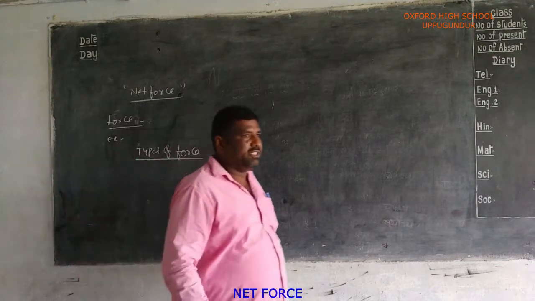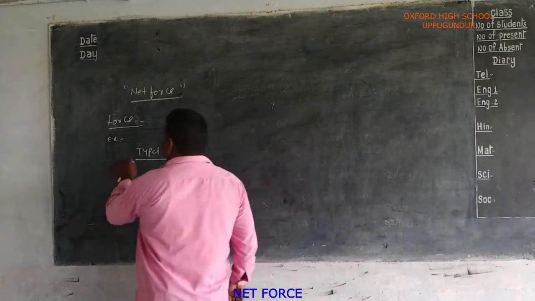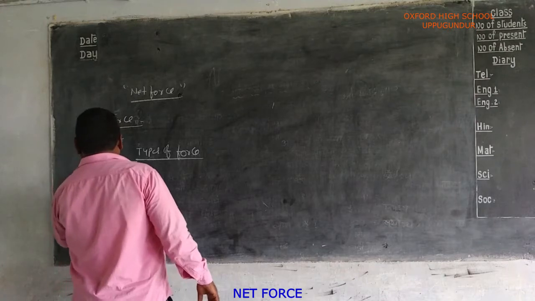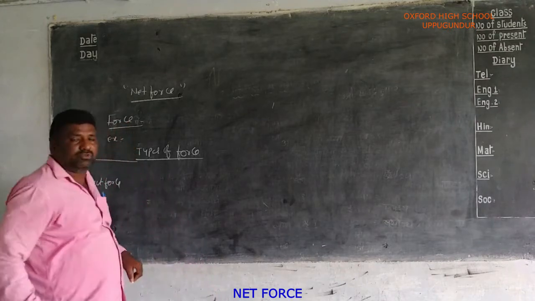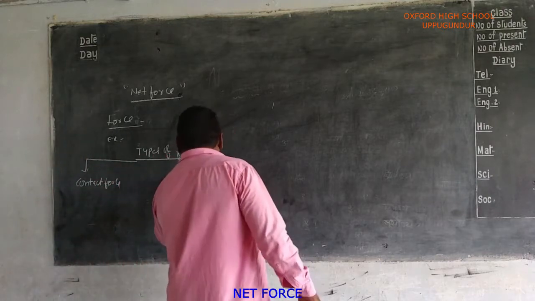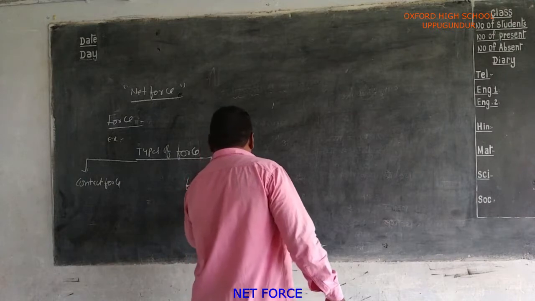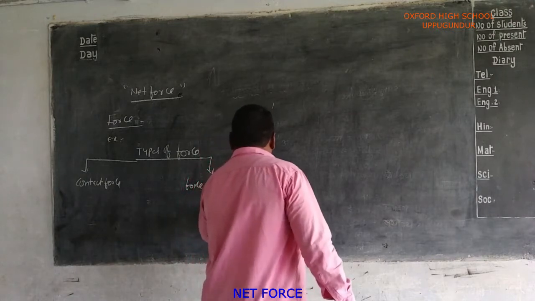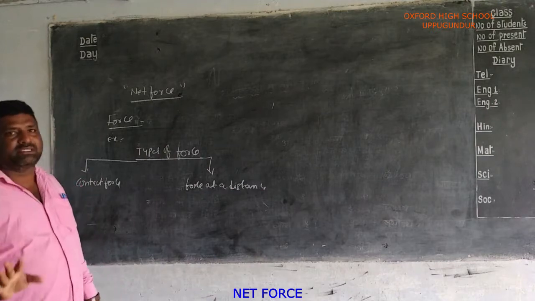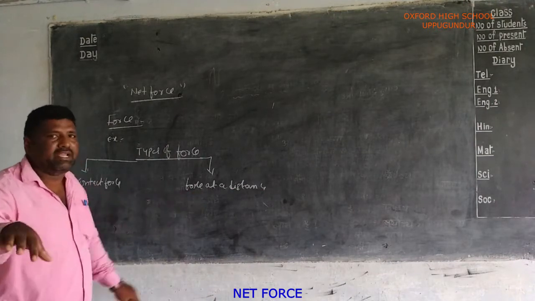Force is divided into two types. One is the contact force, and the second one is the force at a distance. How many types of forces? Two types. The first one is the contact force, and the second one is the force at a distance.